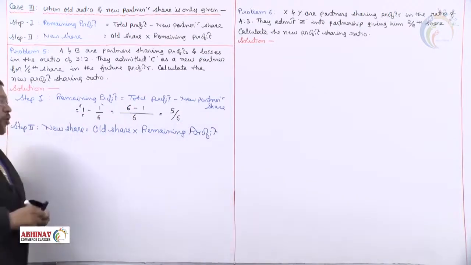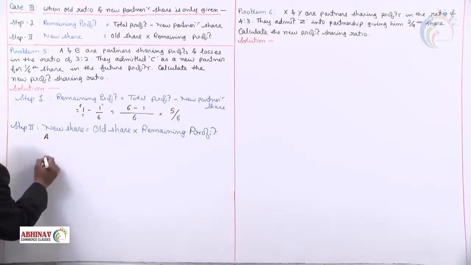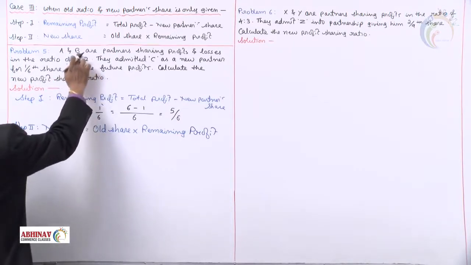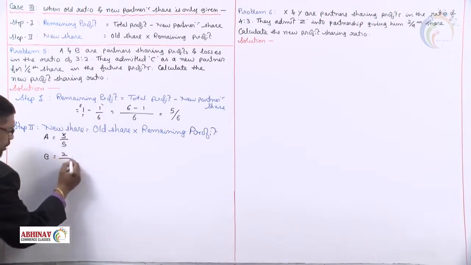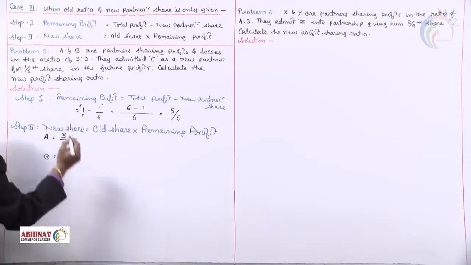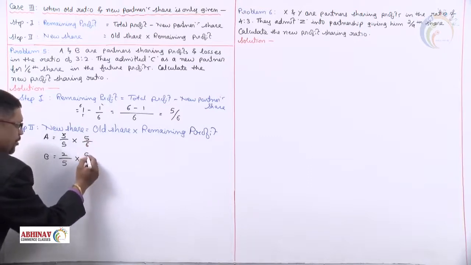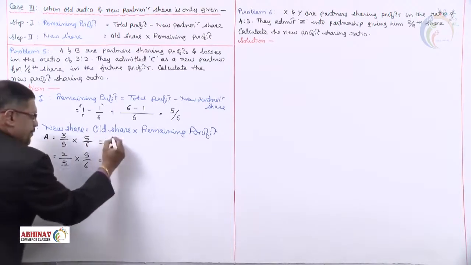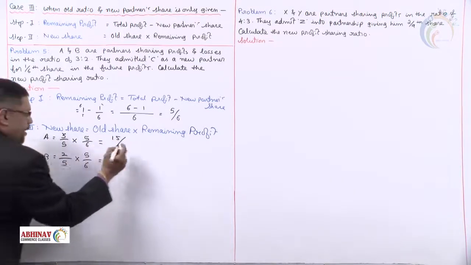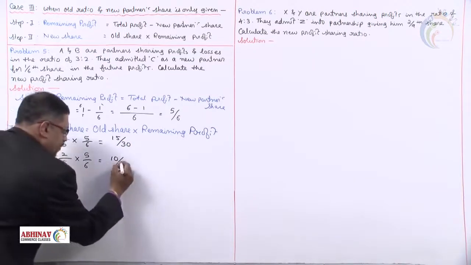So how to find the new share? Old share multiplied by the remaining profit. Let us see. Old partners are A and B. What is A's share in the ratio? 3, divided by the total, 3 upon 5. B's share is 2, divided by the total, 5. Into, what is the remaining profit? Remaining profit is 5 upon 6. We'll multiply 5 upon 6. 3 into 5, 15, divided by 5 into 6 is 30. 2 into 5, 10, divided by 5 into 6 is 30.